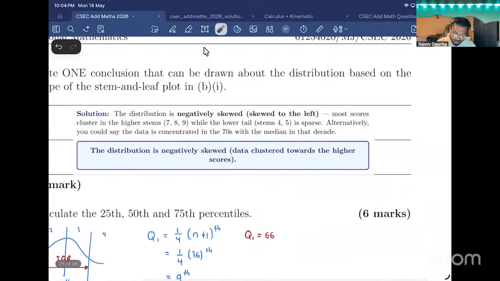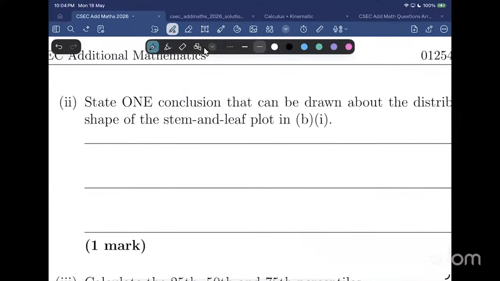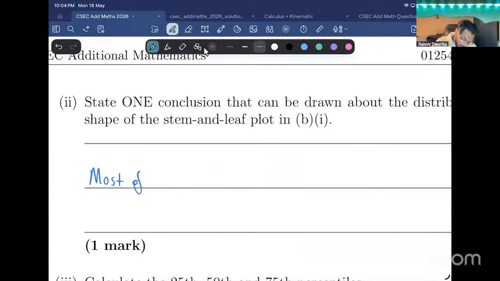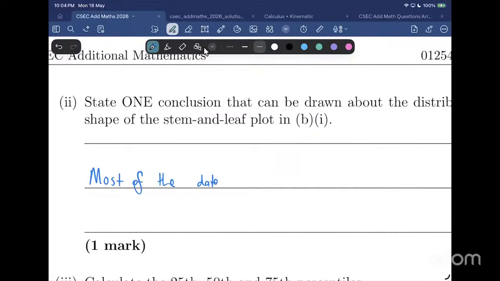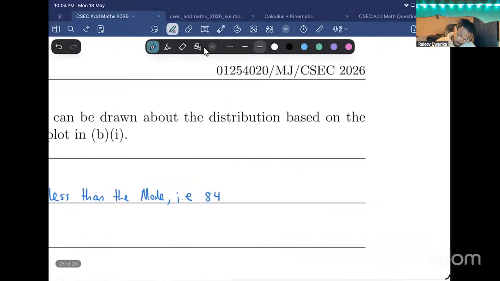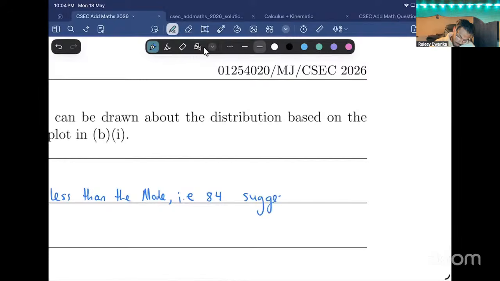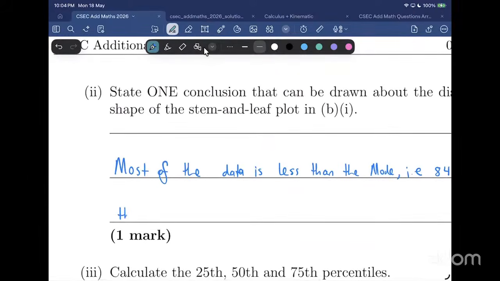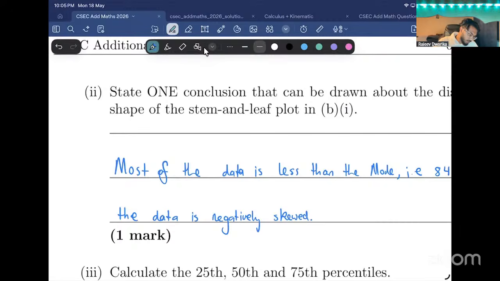So I can actually make a simple answer to this. Most of the data is less than the mode, that is 84, suggesting that the data is negatively skewed. It's a 1 mark question.